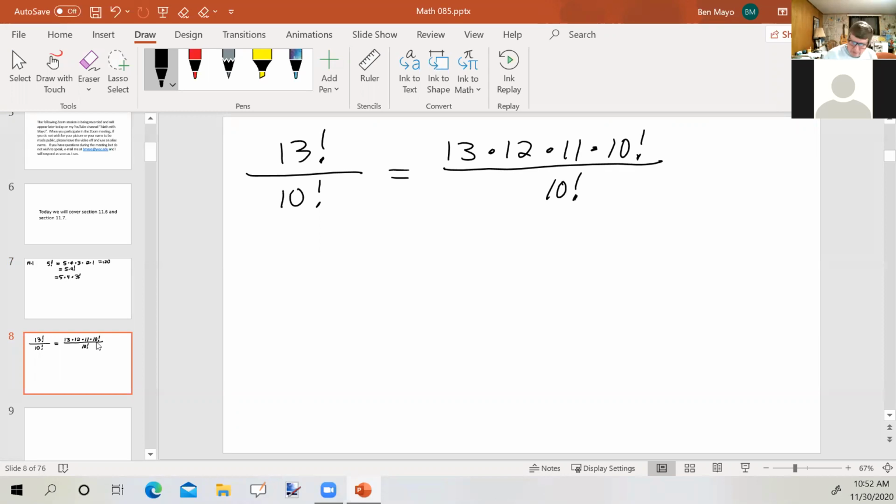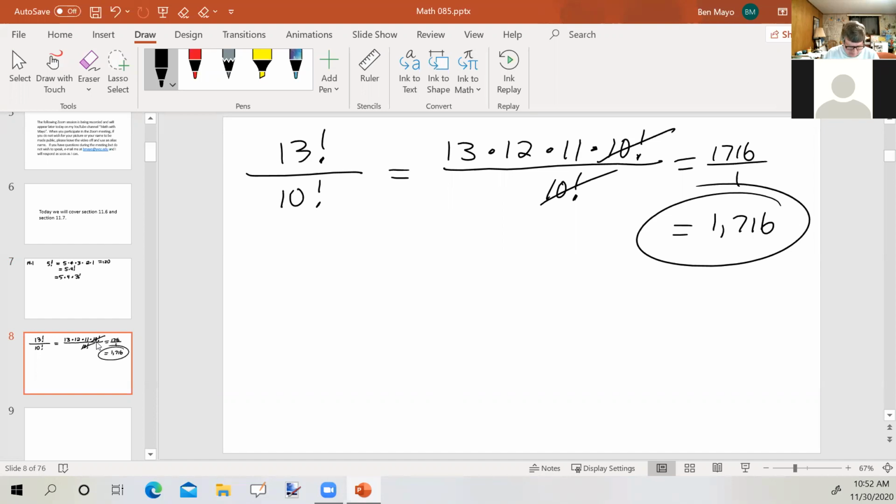All right. And then the 10 factorials would reduce, and we would get, let's see here, pull out my calculator, and we've got 13 times 12 times 11 is 1716 over 1, or 1,716.